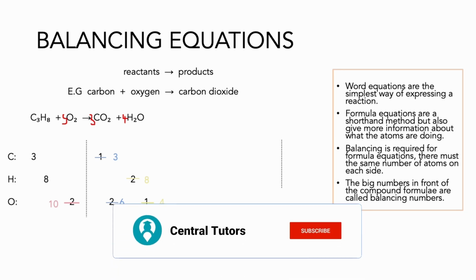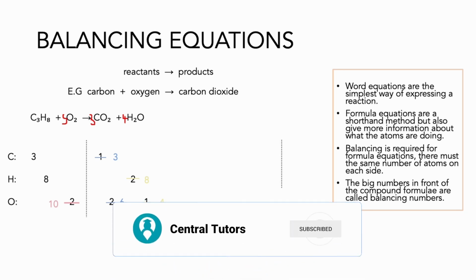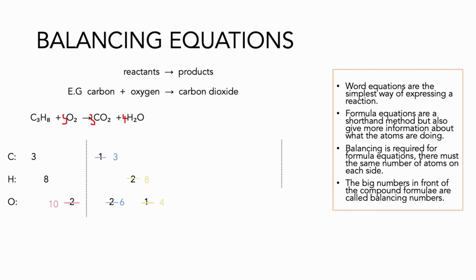So now you can see that the number of carbons is the same on both sides, the number of hydrogens is the same on both sides, and the same for oxygen, and there's our final equation.